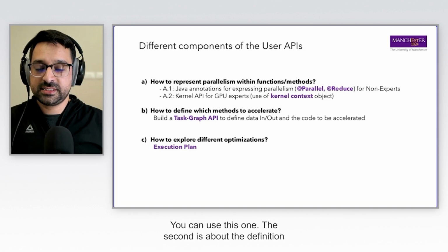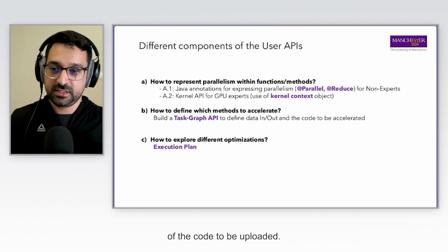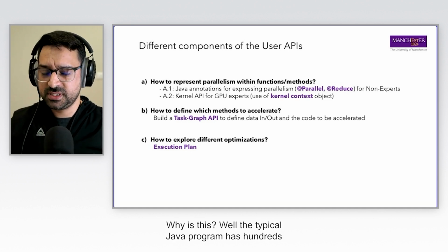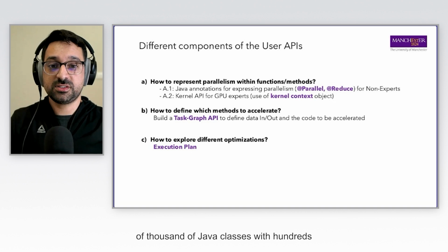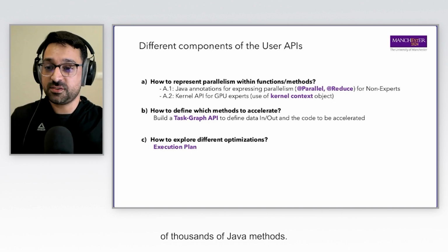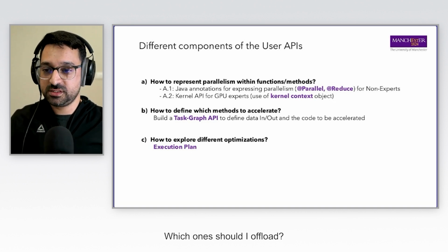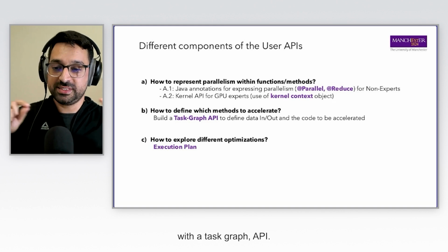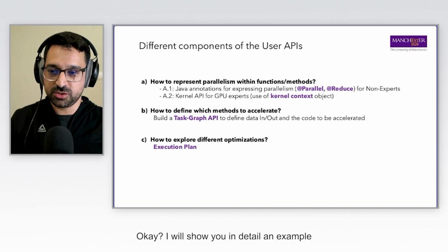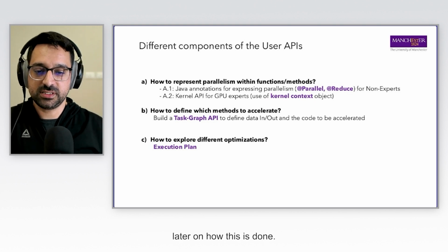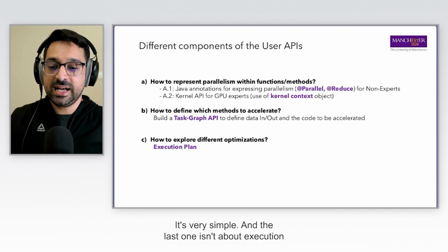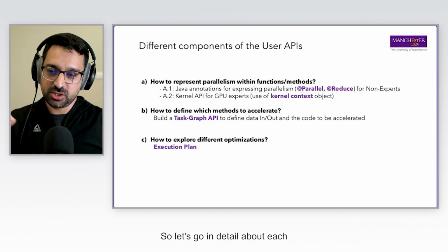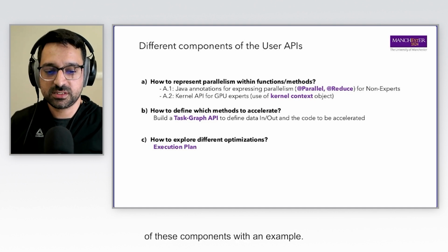The second is about the definition of the code to be offloaded. Why is this? Well, the typical Java program has hundreds of thousands of Java classes with hundreds of thousands of Java methods. Which ones should I offload? Well, we identify the methods to be offloaded with the task graph API. I will show you in detail an example later on how this is done. It's very simple. And the last one is about the execution plan that interacts with the optimizer, as I mentioned. So let's go into detail about each of these components with an example.